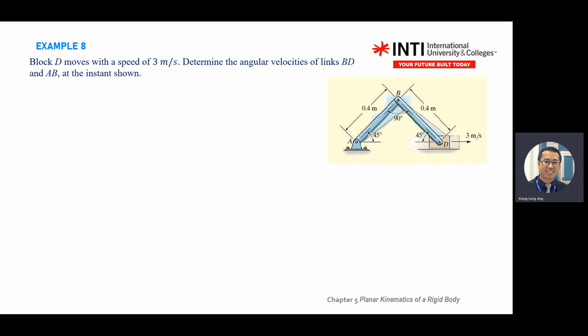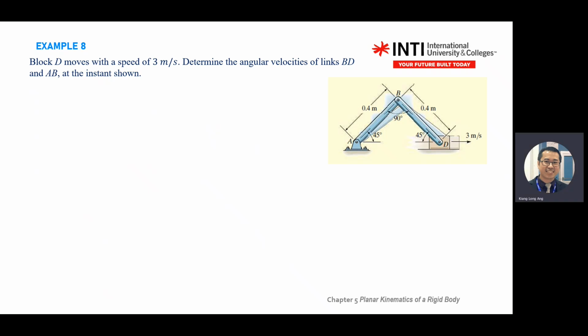Okay. I would like to use the IC method. I personally like it. There's another method which you covered previously, right? So you focus on BD first. What is the velocity vector you have? D pointing to the right. Point B, when D moves, point B will do what?